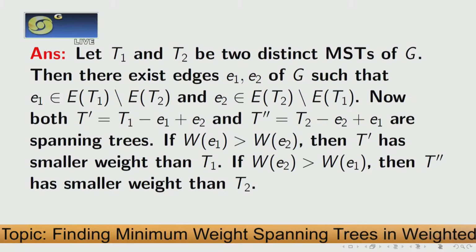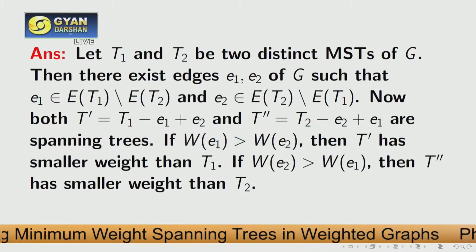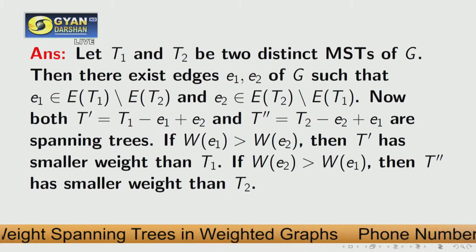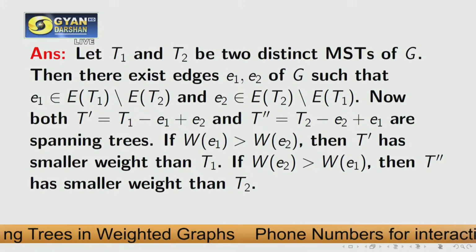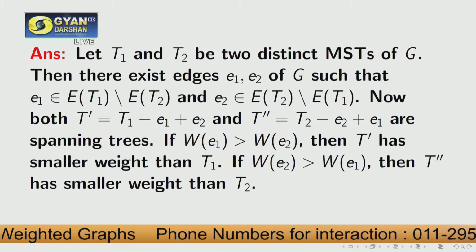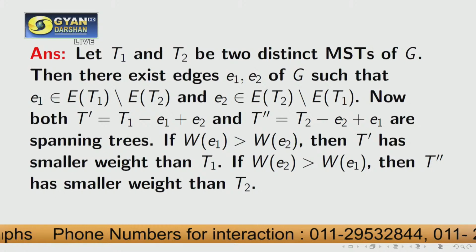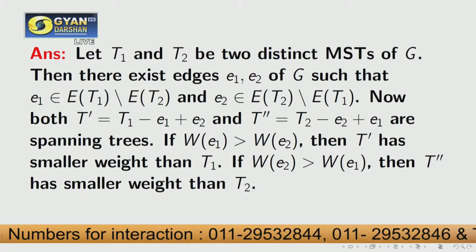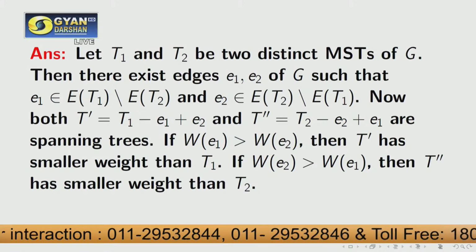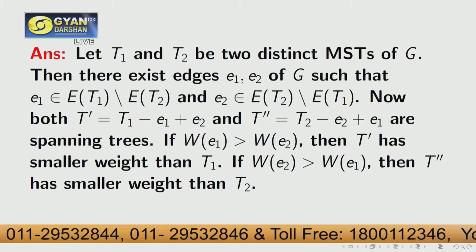Okay, so thus far we have seen that the minimum spanning tree problem has a unique solution when the graph has distinct edge weights. And of course, if there are duplicate edge weights, then there can be many spanning trees.